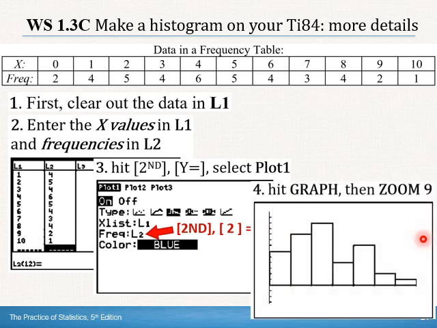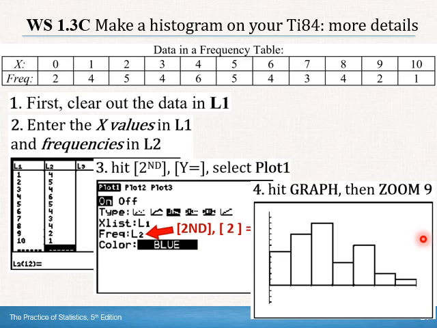All right, then that would give us this graph. The graph looks the same. You really wouldn't know that you entered the data any differently. You have the same histogram in either case. But sometimes if you have large raw data sets, it's just easier to have the data given to you in a frequency table.